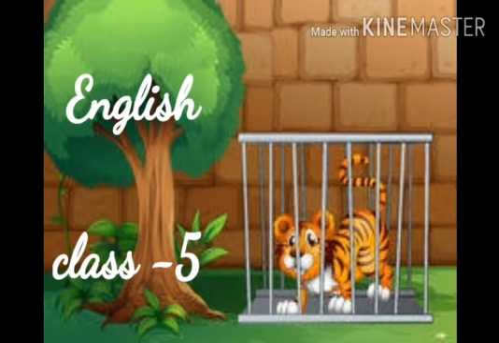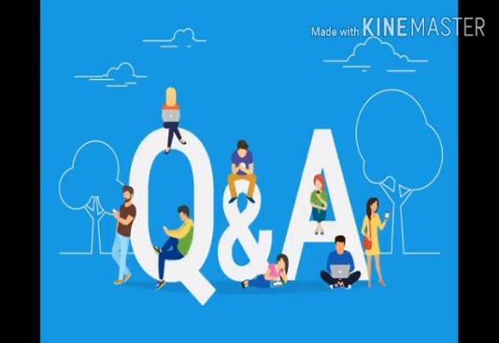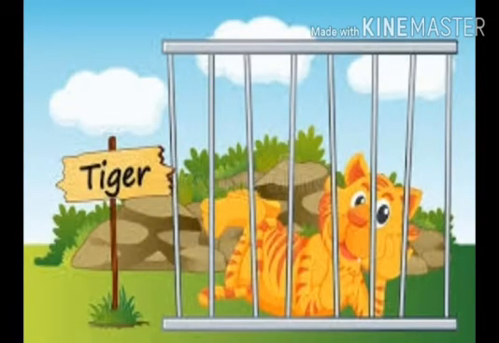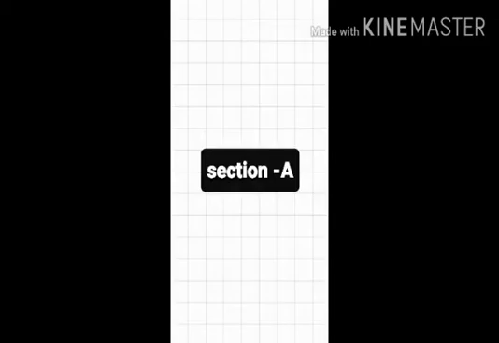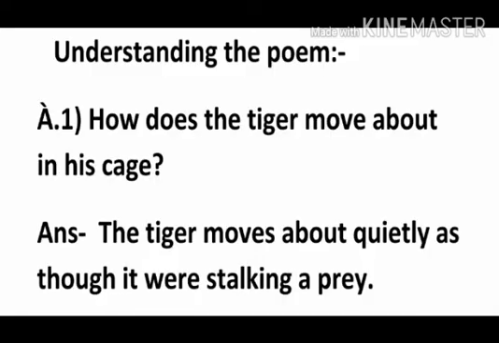So today we are going to do the question answer and book work of the second poem, Tiger, written by Leslie Lawrence. So understanding the poem, section A. How does the tiger move about in his cage? Answer. The tiger moves about quietly as though it were stalking a prey.